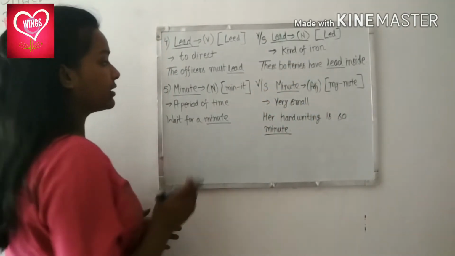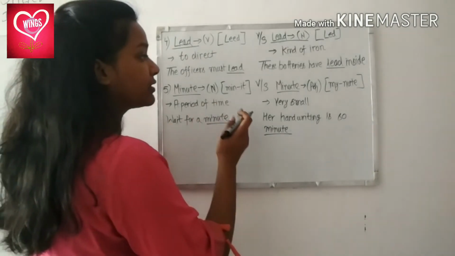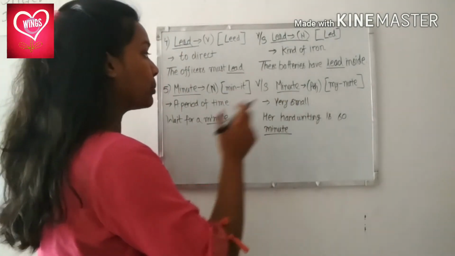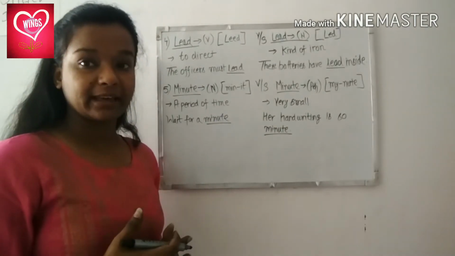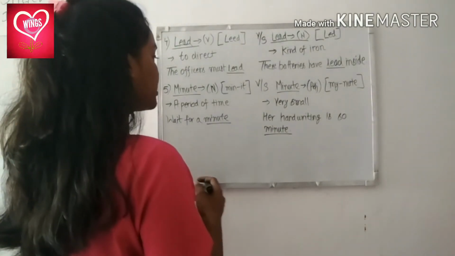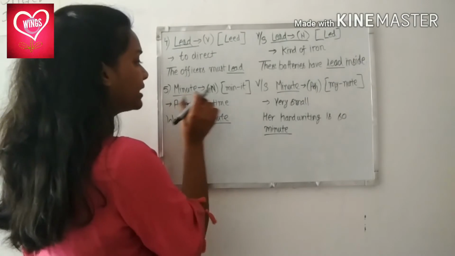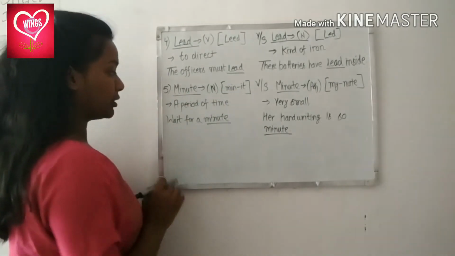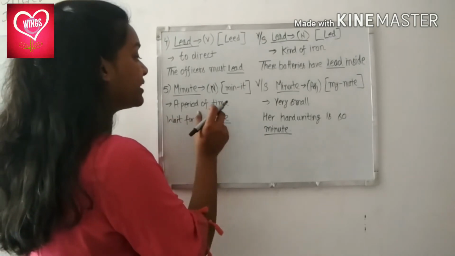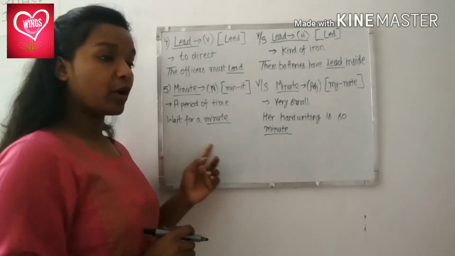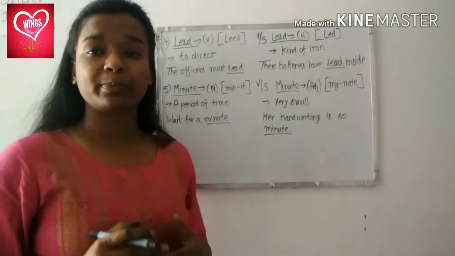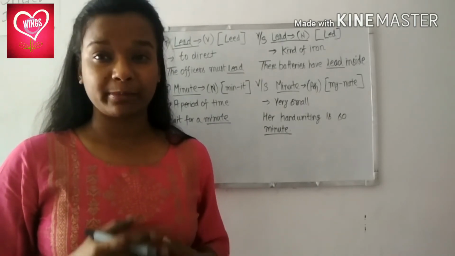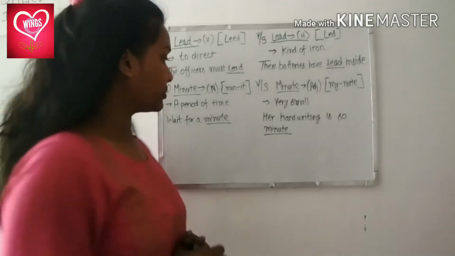The fifth one is minute versus minute. Spellings are the same but pronunciation and meaning is different. The first one is minute, and it is a noun and it means a period of time. Wait for a minute. Can you please wait for a minute? I will call you in a minute, like this, right?